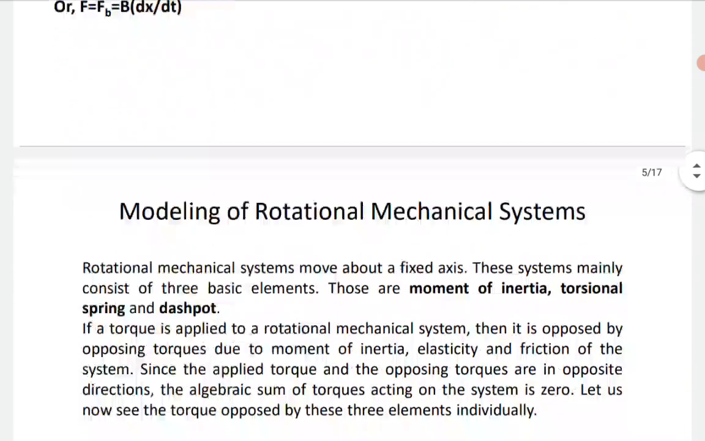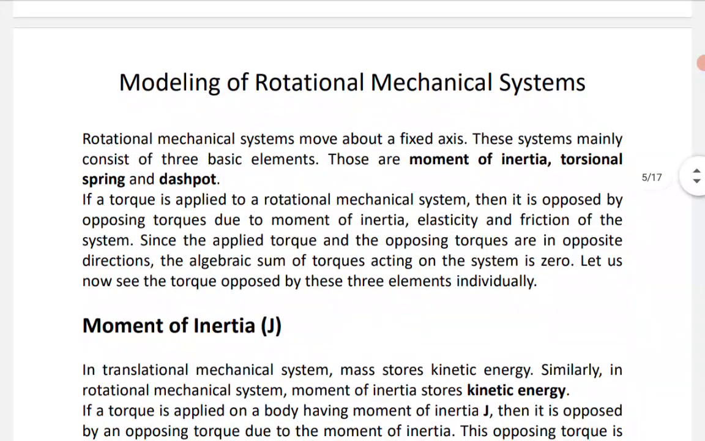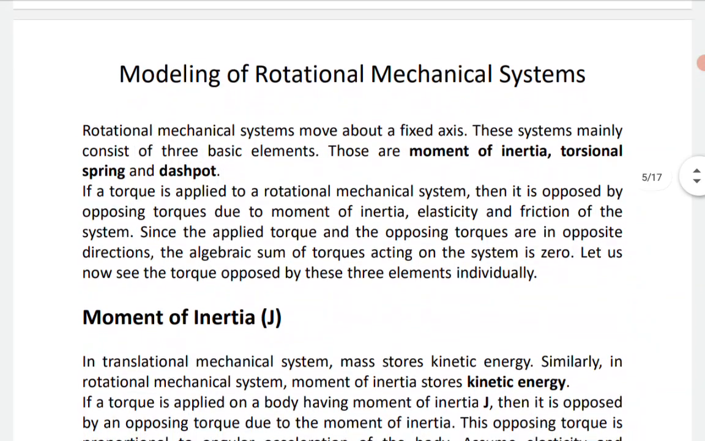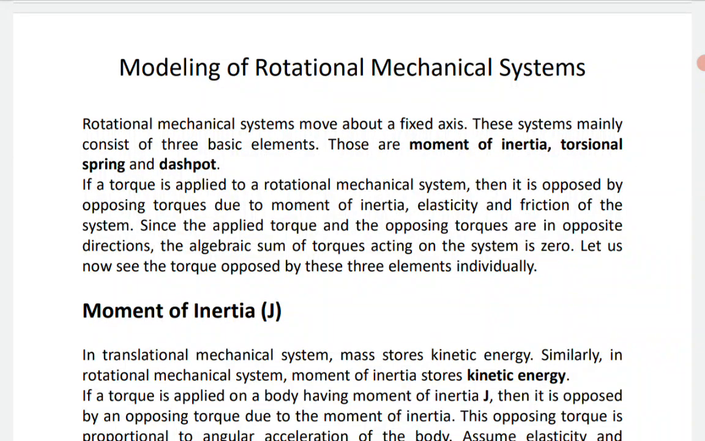Okay. Now, modeling of rotational mechanical systems. Previously I discussed the translational mechanical system. In this scenario, moment of inertia, torsional spring and dashpot will again come into consideration. Rotational mechanical systems move about a fixed axis. These systems mainly consist of three basic elements: moment of inertia, denoted by J, torsional spring and dashpot.